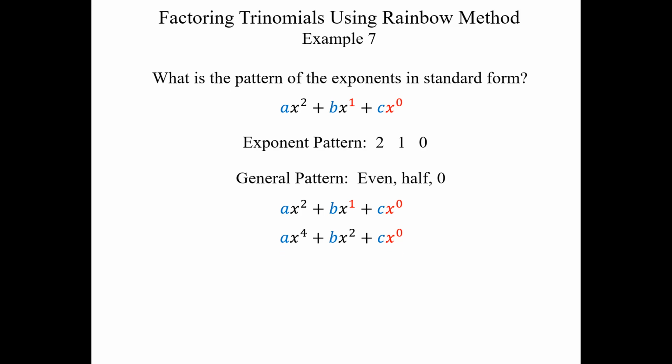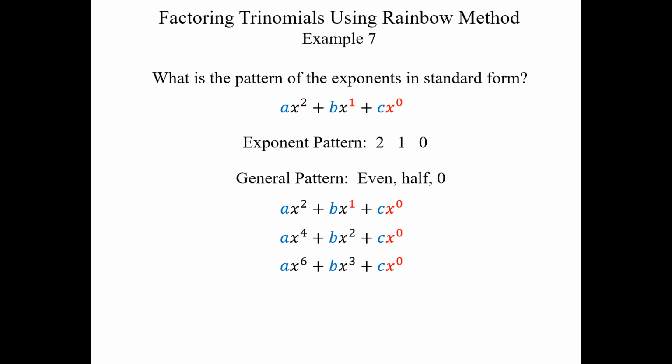So the expression ax to the fourth plus bx squared plus cx to the 0 would fit this pattern. The first term, the 4, is even. The second term, the 2, is half of this value. And the last term, it's a 0. It's not present.